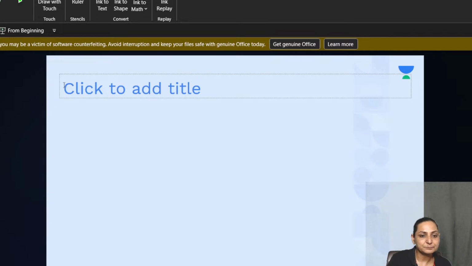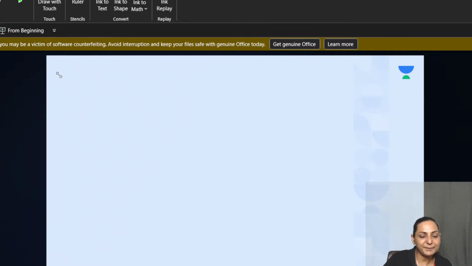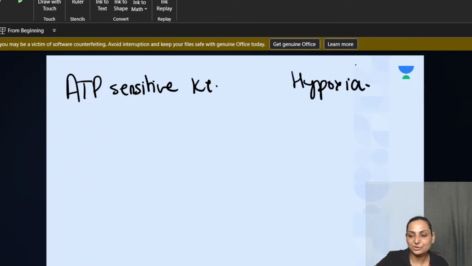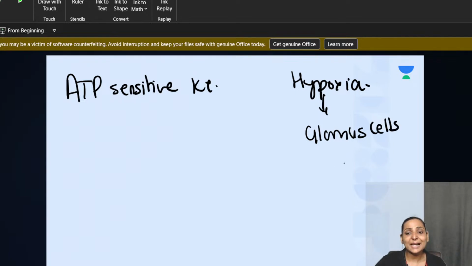One of them is ATP sensitive potassium channels, and the other is the hypoxia sensitive potassium channels. Okay, ATP sensitive and the hypoxia sensitive. So the hypoxia sensitive potassium channels are present in the glomus cells, that is in the carotid chemoreceptors, the carotid bodies.